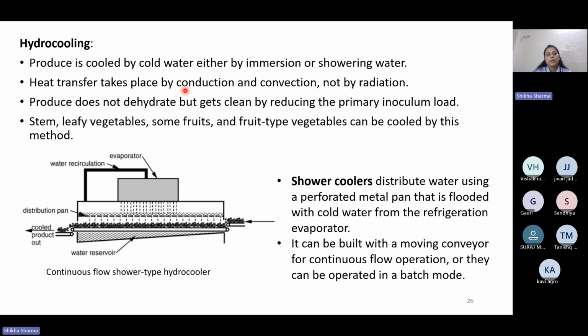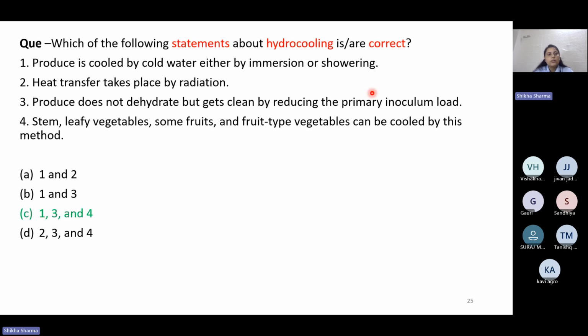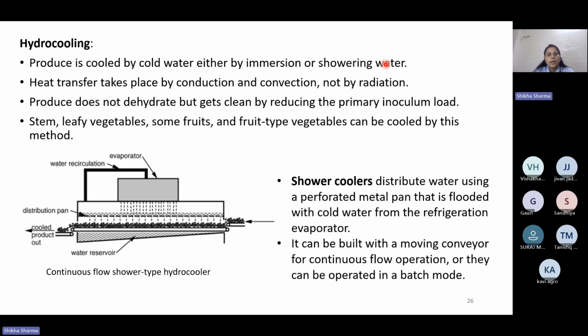Heat transfer in this method takes place with the help of conduction or convection, but not by radiation. So this second statement is incorrect because it says radiation, but basically heat transfer is due to conduction and convection. And the first statement is correct, that it can be from the immersion or showering method. In this diagram, the shower type hydro cooler is also depicted.